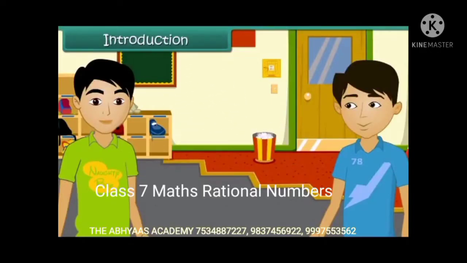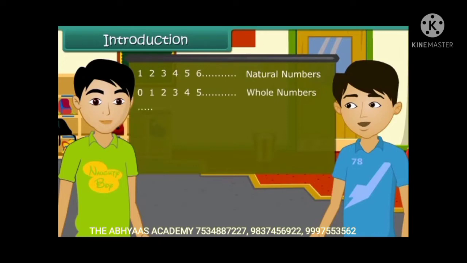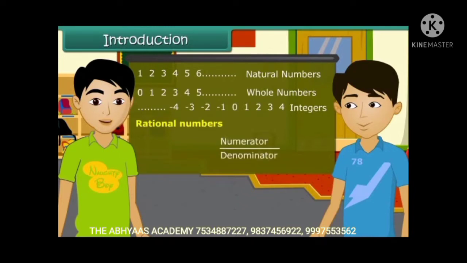Introduction. What are you doing, Amit? Hey, Rahul, come. Today our maths teacher taught us a new topic, rational numbers. I know about natural numbers, whole numbers and integers. But what are the rational numbers? These numbers are in the form numerator by denominator, where numerator is either 0 or a positive integer, and the denominator a positive integer. I did not understand. Come, I will explain you.